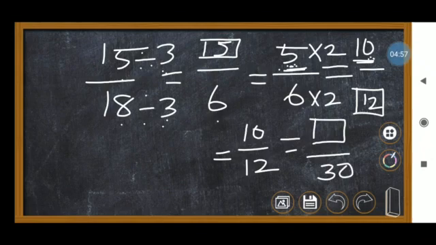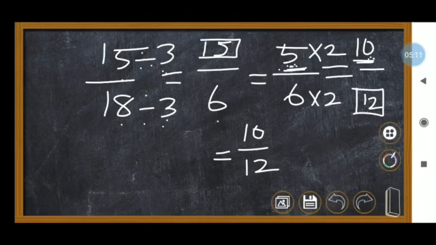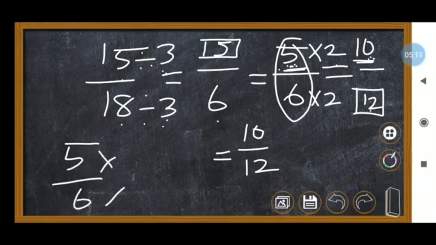Okay, students. So 10 divided by 12 is 5 by 6. If you multiply 5 by 6 by 2, we get this value. If you multiply 5 by 6 by 3, what answer are you getting? Just think about 5 by 6.